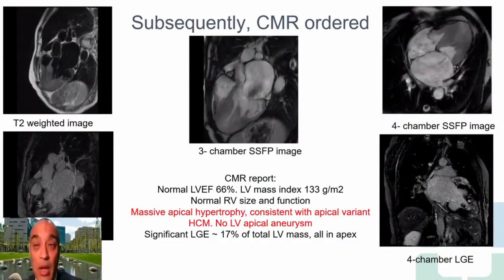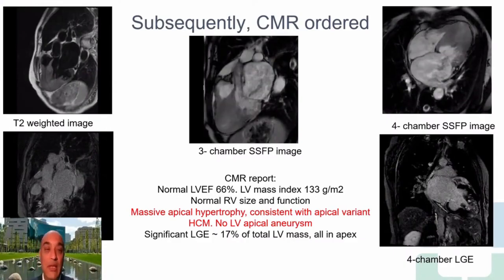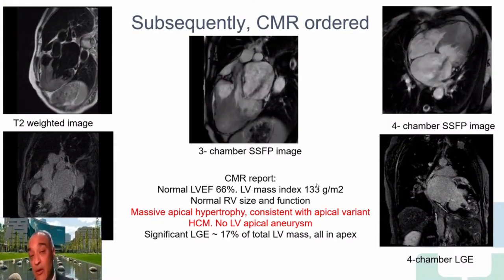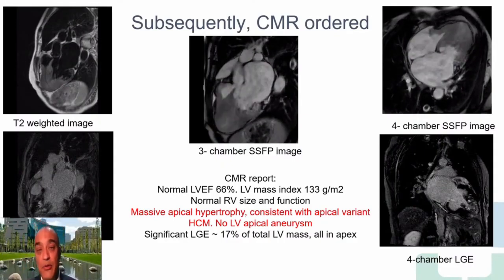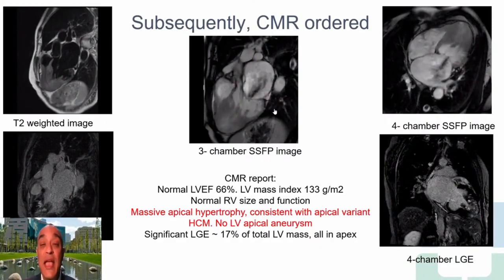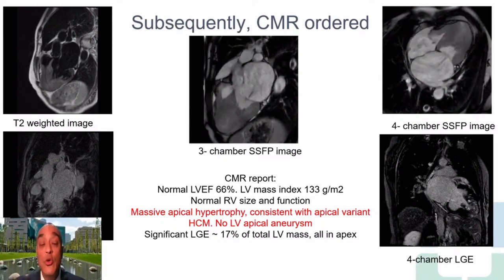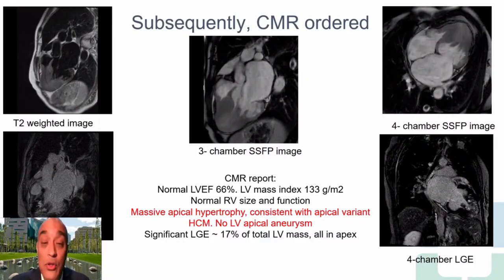CMR, obviously, multi-parametric assessment was done. Again, the image on the left, top T2 weighted image, cine images, both of which confirm what we suspected on echo, suggesting very severe apical variant hypertrophic cardiomyopathy. Notice the patient has central significant mitral regurgitation and significant dilation of the left atrium. So you have to suspect that he may be behaving in a restrictive cardiomyopathy type, a restrictive filling pattern also.